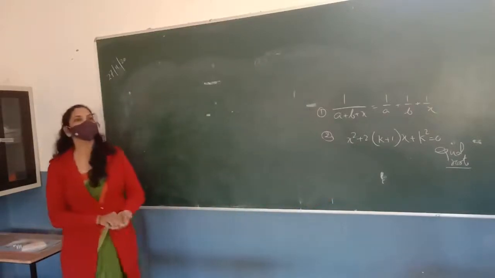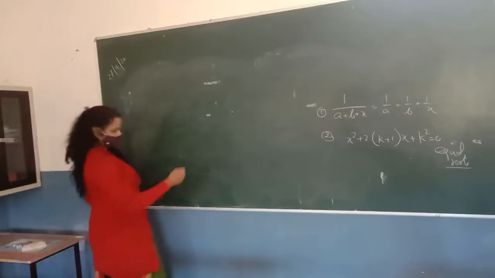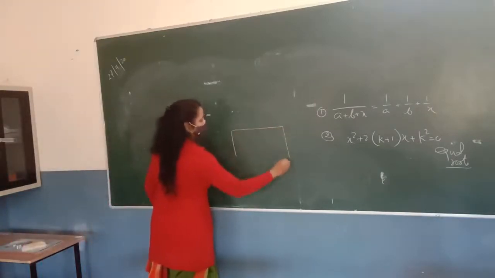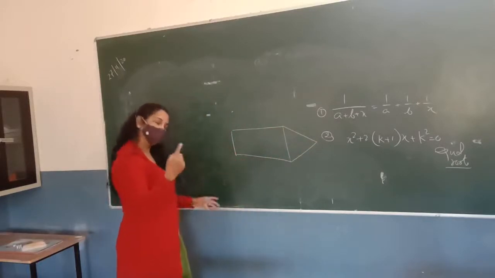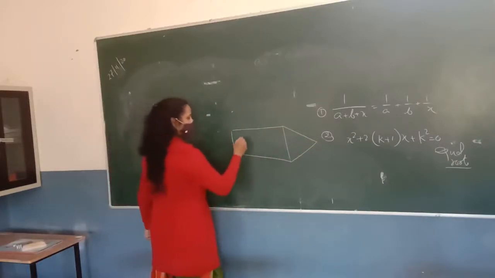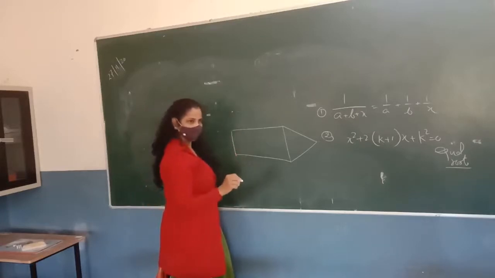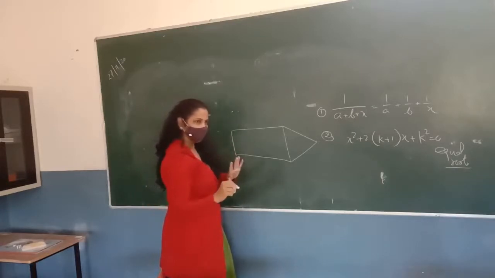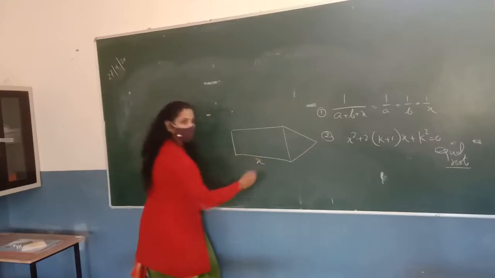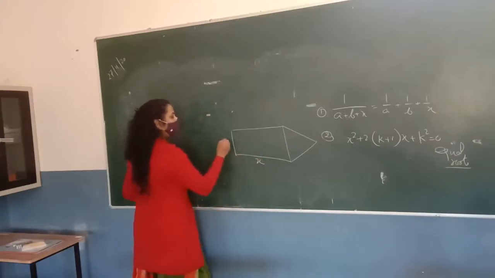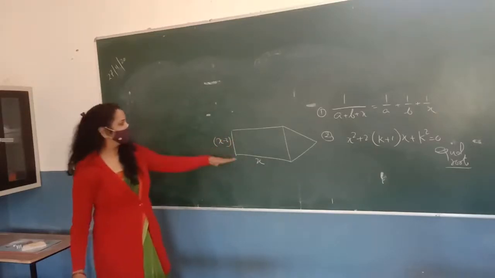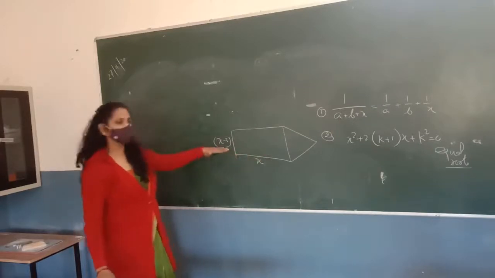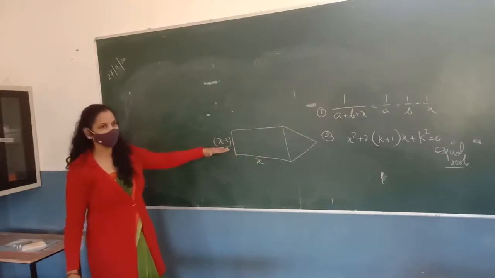Okay, read the question. A rectangular path is to be designed whose breadth is 3 meters less than its length. Okay. Let the length of the rectangular path be x. So its breadth will be 3 less. It means x minus 3 should be the breadth of the rectangular path. Remember, look at here. This is the length of the path and this is the breadth which is 3 meters less than the length.